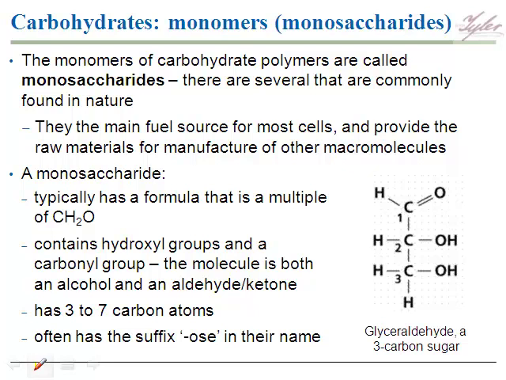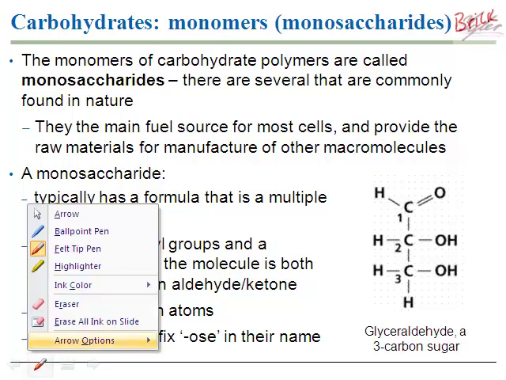Now the monosaccharides. Again, we're talking about the brick. All right. The monosaccharides, the monomers of carbohydrate, are called monosaccharides. And there are several out there that you can find in nature. They're the main fuel source for most cells. They provide raw materials for the manufacture of other molecules. And it usually has a formula that is a multiple of CH2O. Another way of writing that is 1 to 2 to 1. So 1 carbon to 2 hydrogens to 1 oxygen. And again, that's 1 to 2 to 1 right there.